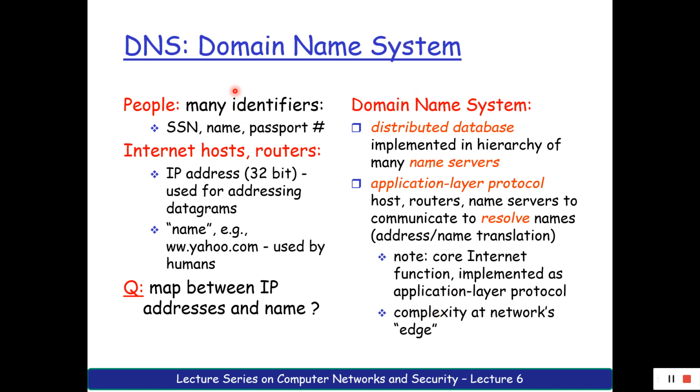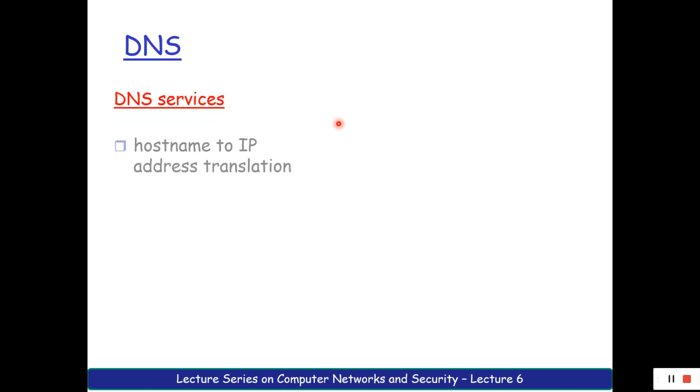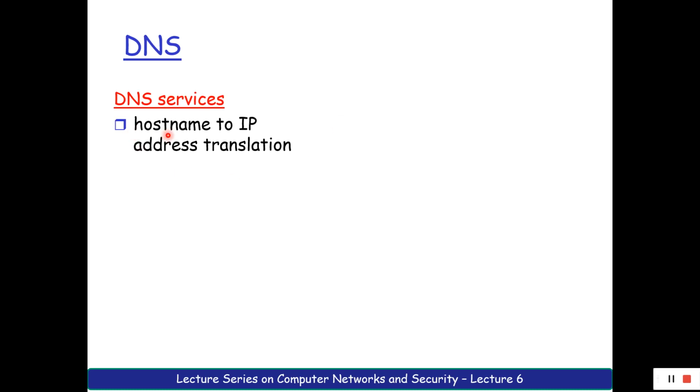Now, we will learn the working of the domain name system later, but what is the service that a domain name system always gives you? The first kind of service is host name to IP address translation. The conversion of host name to IP address is called translation. So we translate a name to an IP address using DNS. This is the first service given by any domain name system.